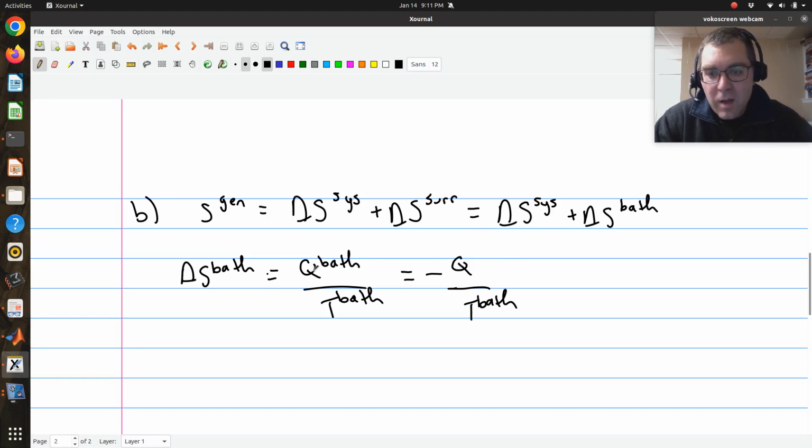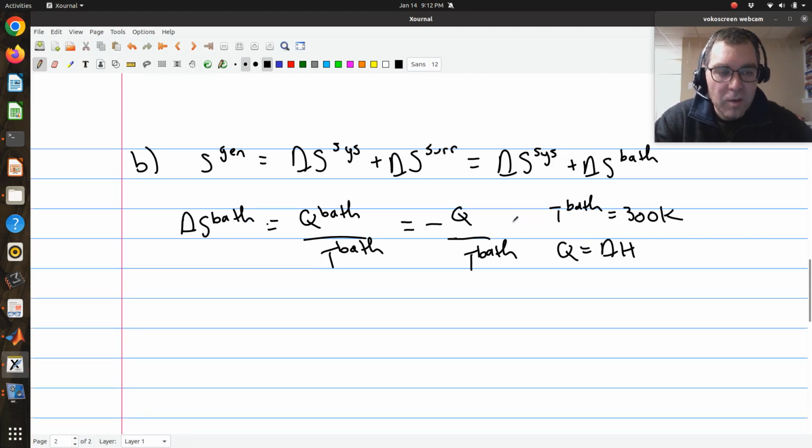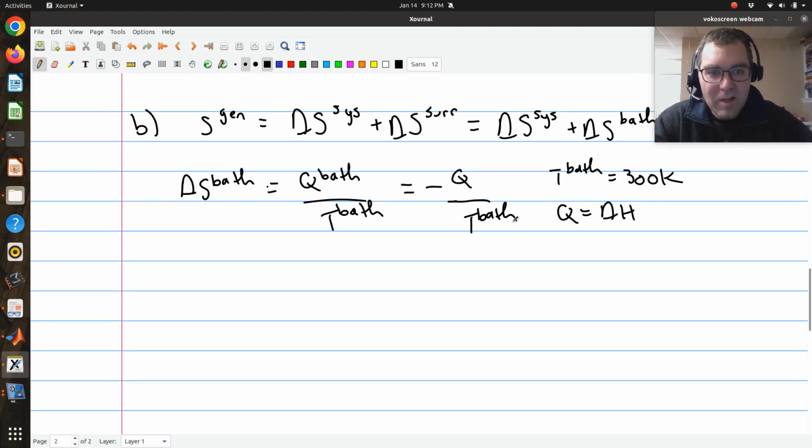So delta S bath I can calculate because we just calculated Q, and T bath would just be our 300 Kelvin. And Q is going to be equal to delta H, which we just calculated above. We'll head over to MATLAB and calculate that in a second.